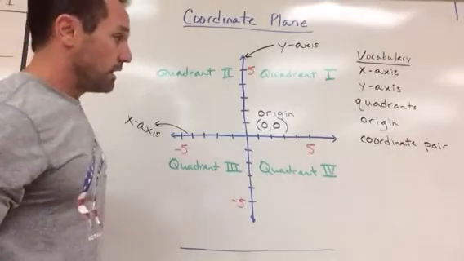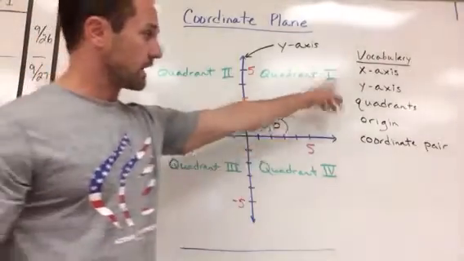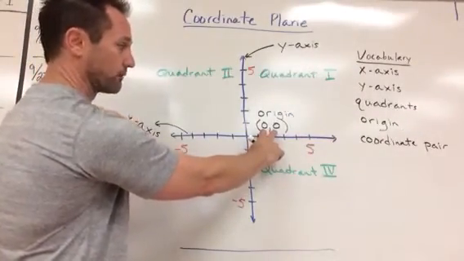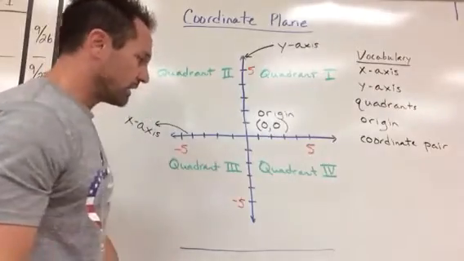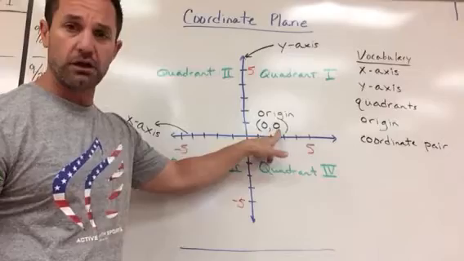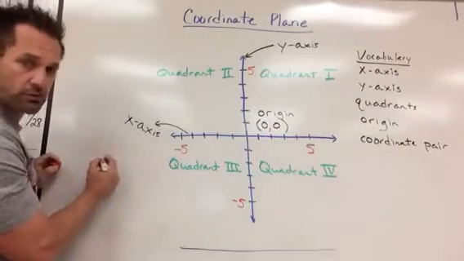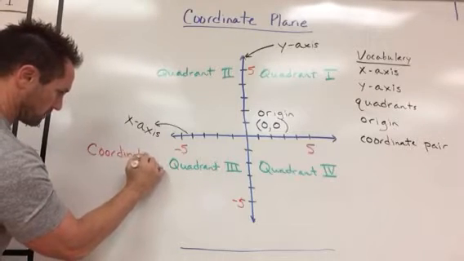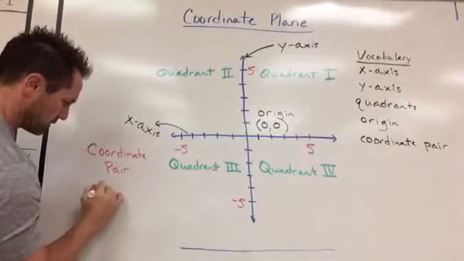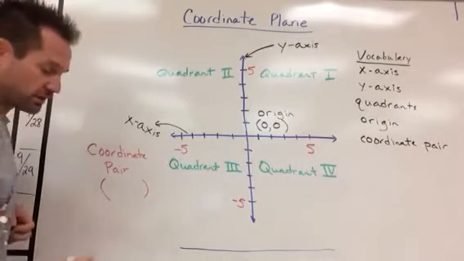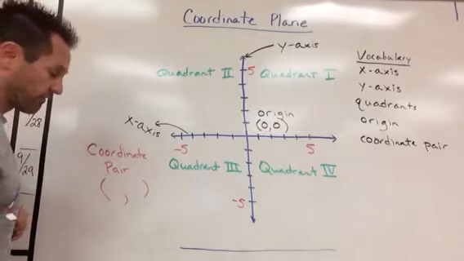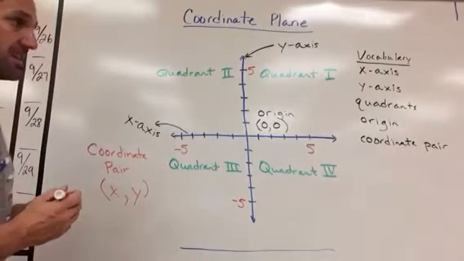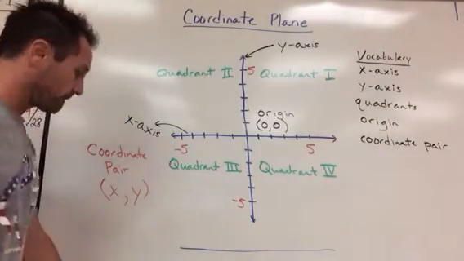Okay? And let's see. The last term that we have is a coordinate pair. This right here is a coordinate pair. Okay? And what it is, it's a value for your x and a value for your y. So over here I'm going to write a coordinate pair. A coordinate pair is a set of parentheses that gives you a point that's on the graph. Your x value always comes first. Your y value always comes second. Okay?